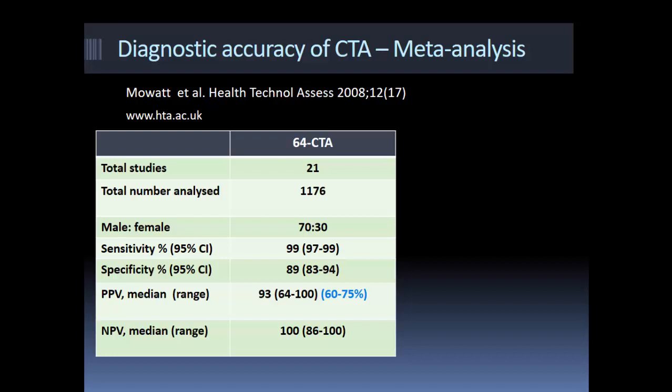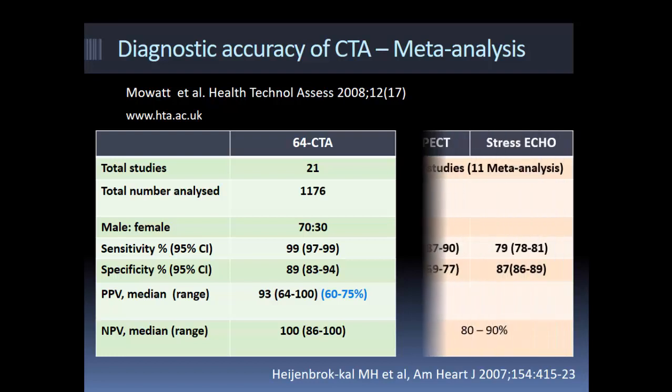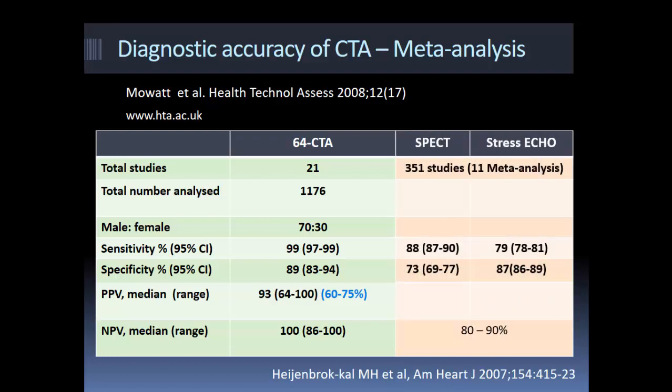But the most important thing with CT angiography is the very high negative predictive value. So it's almost 99 to 100% in a good quality study. And again, when we compare with stress imaging techniques, you can see that a normal CT angiogram literally almost excludes coronary artery disease, while with a negative stress imaging technique, you will still have plaques in between 10 to 20% of patients.